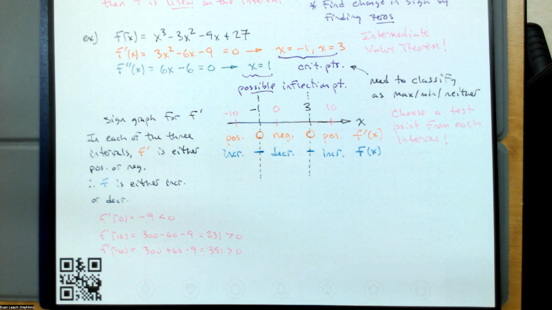The critical points are where the function can be changing direction. The function is not going to be changing direction at some secret point between negative 1 and 3 that we can't see. It would have shown up in our calculations.